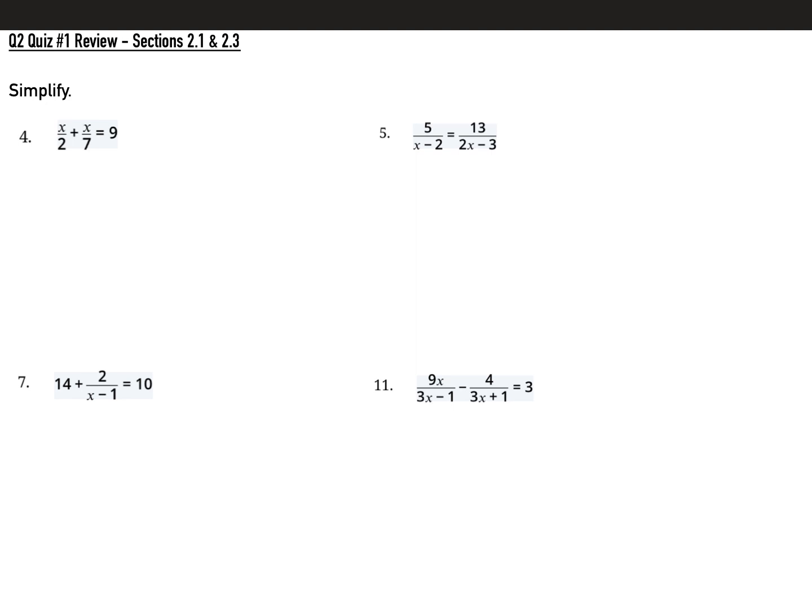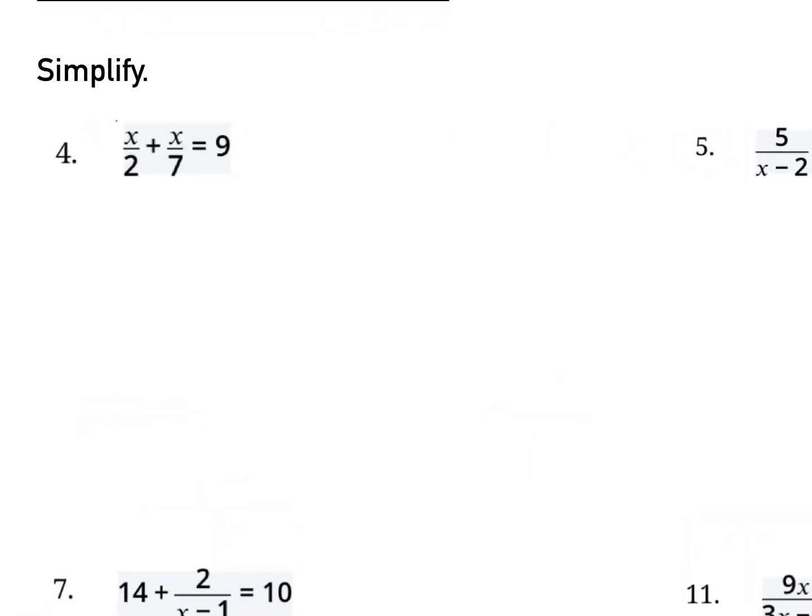So for example 4, you have 2 and 7 as your denominators. Your least common denominator of the 2 and the 7 is 14. So you're going to multiply everything by 14, which means 14 times x over 2 is 14x over 2. The 14 times x over 7 is 14x over 7. And then you have 14 times 9.